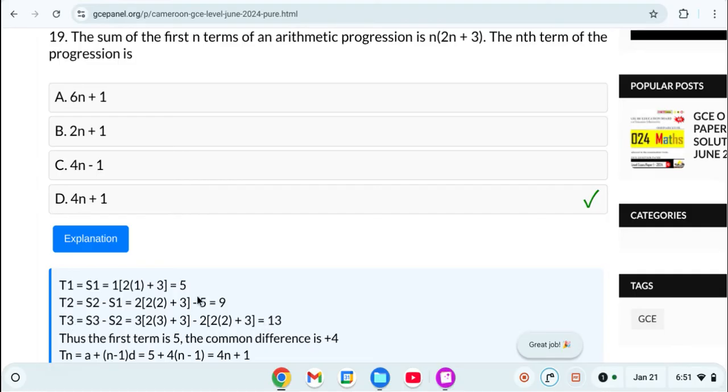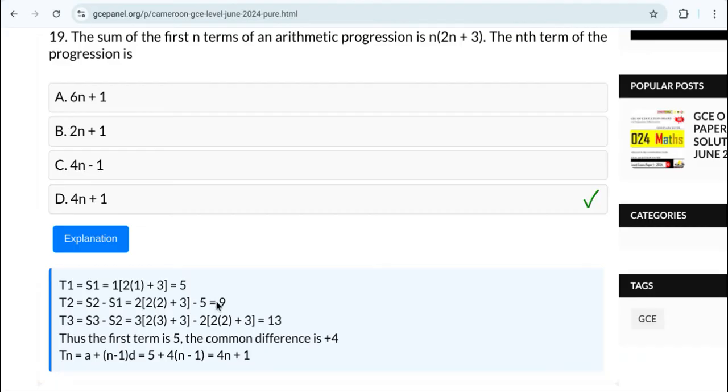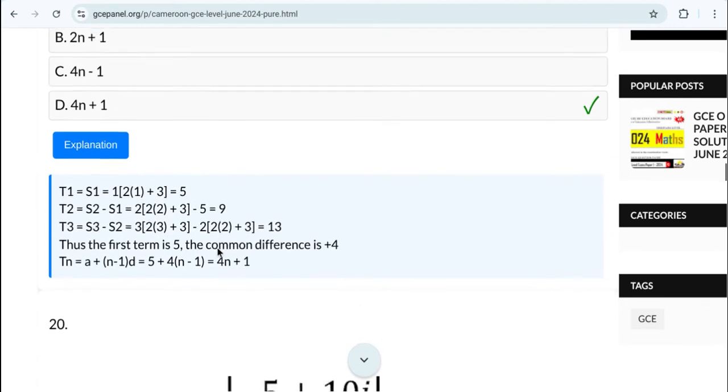That gives us 13. So from here, the first term is 5, the second is 9, the next one is 13, and so on. So the common difference here is positive 4. The first term is 5, the difference is positive 4. So the nth term is going to be given by a plus (n minus 1)d, where our a is 5, plus 4 into (n minus 1), or simply 4n plus 1. So our key here is D.